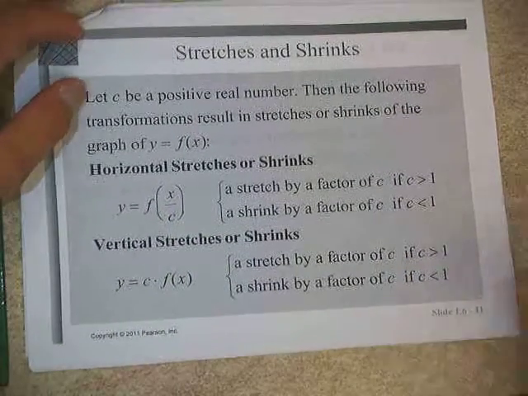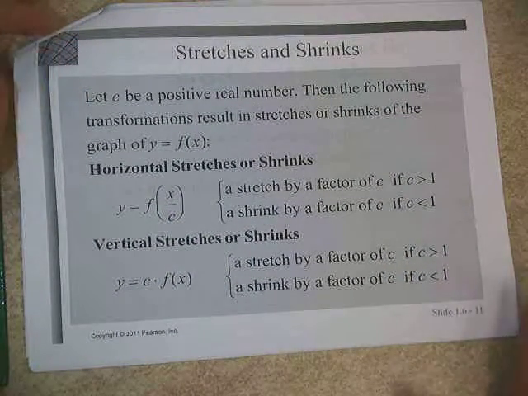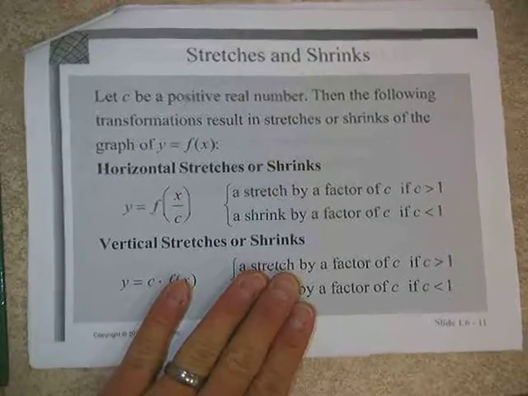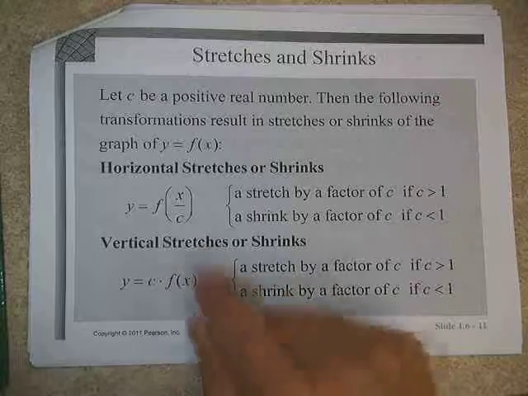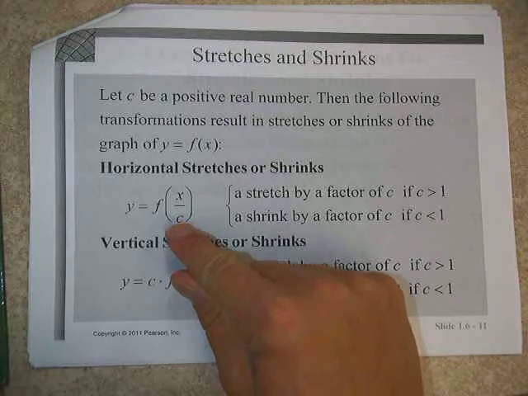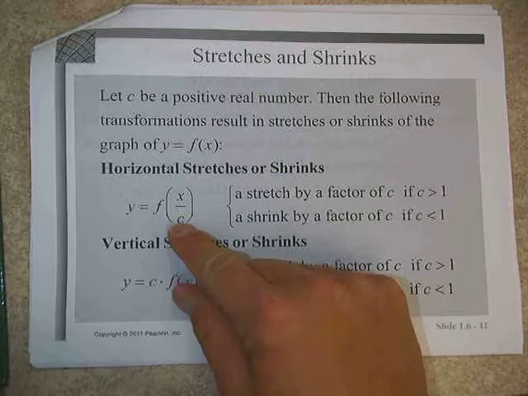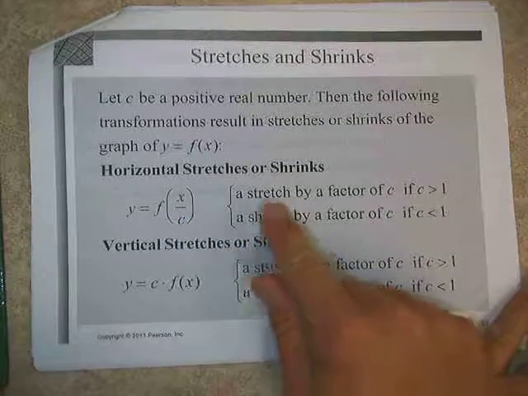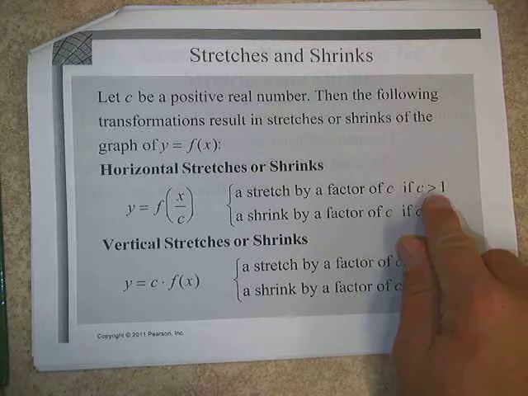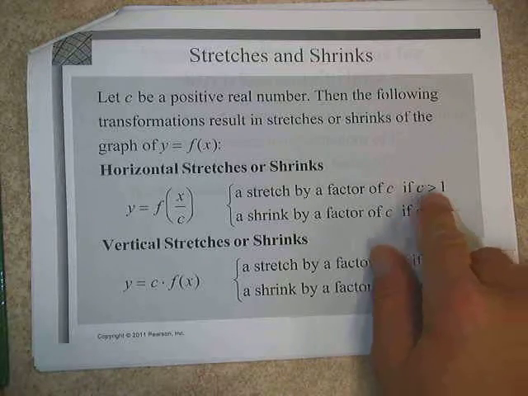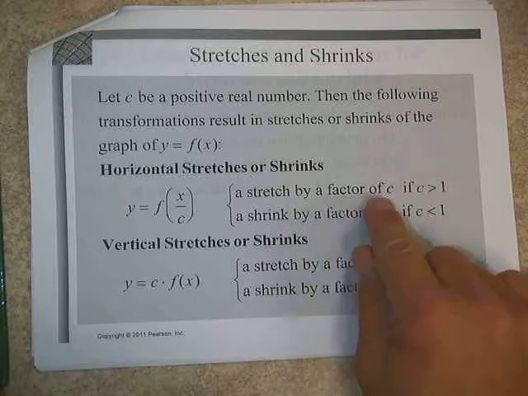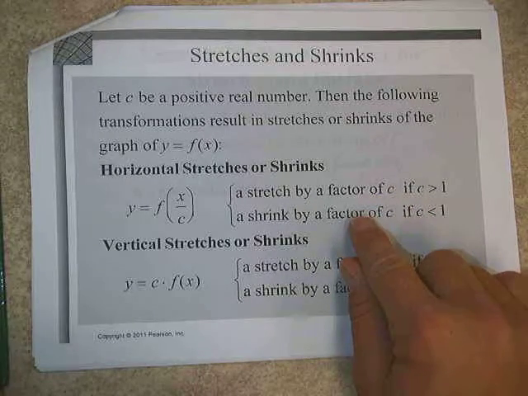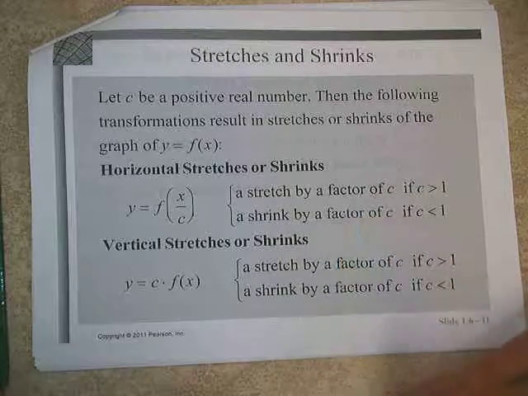Let's look next at the non-rigid transformations, which are generally what we call stretches and shrinks. If we have a direct effect on x in our function of either a multiply or a divide by c, we're going to get a stretch or a shrink. Here's the key information though. If c is greater than 1, we're going to get a horizontal stretch by a factor of c. And if c is less than 1, then we're going to get a horizontal shrink by a factor of c.